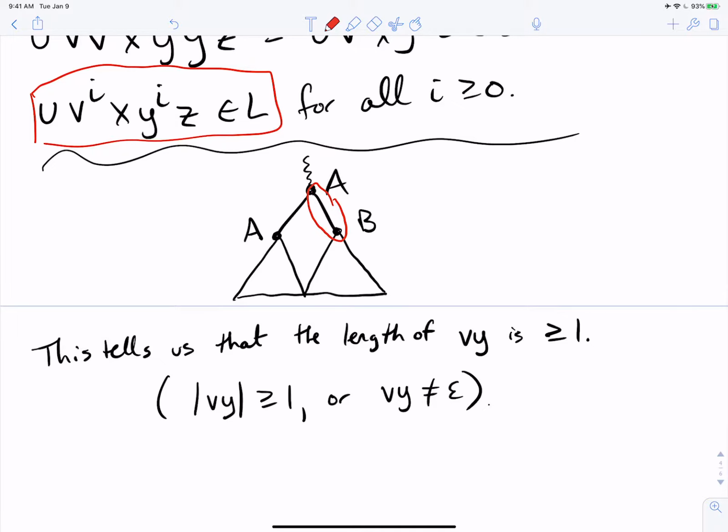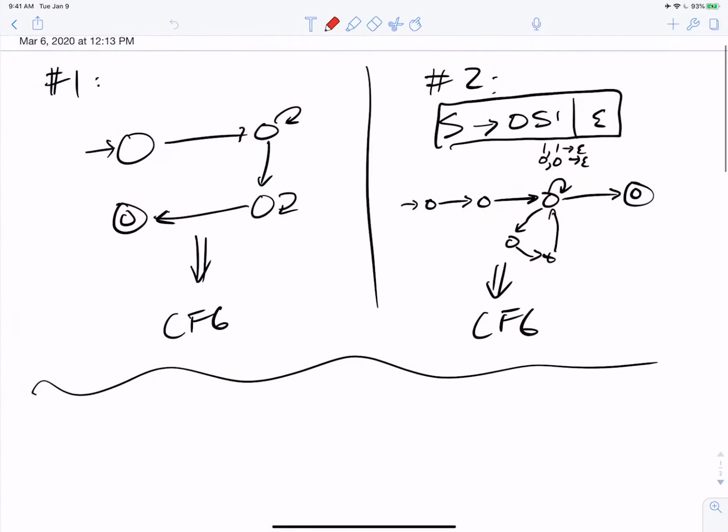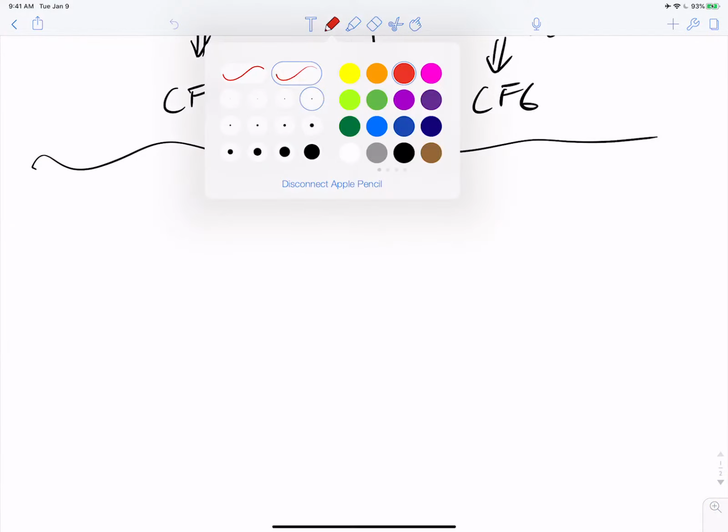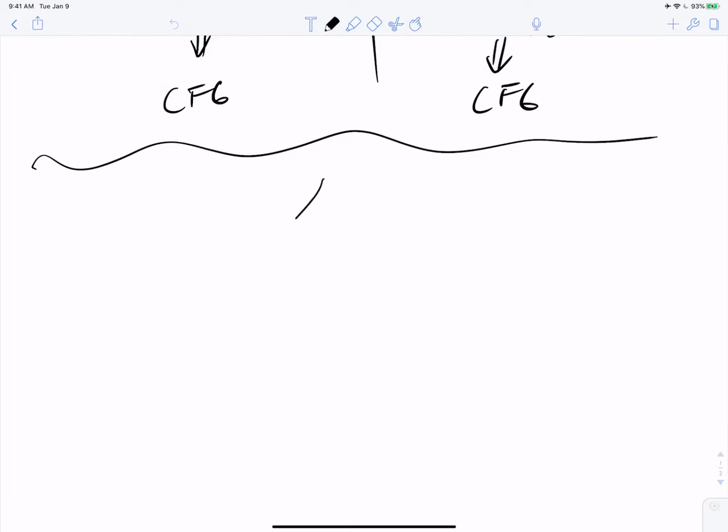Okay, so what else can we say? Let's go back here. There's one more fact that I think we can establish about this.